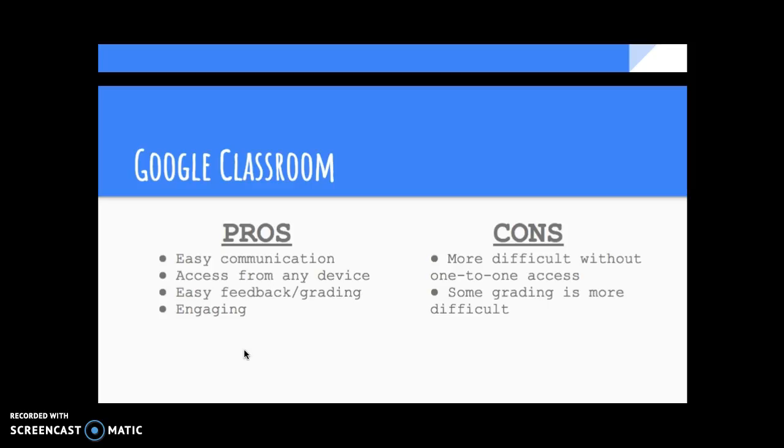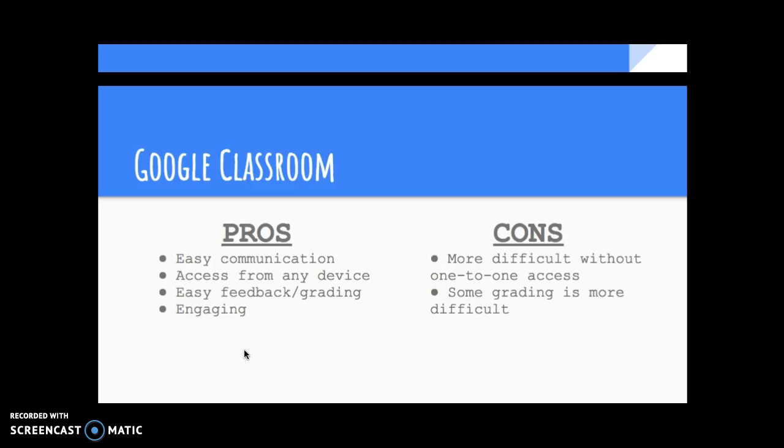Some of the pros of using Google Classroom are easy communication between students, access from any device, easy feedback, and it's very engaging. If your students have a device that has internet access, whether that's a home computer, public computer, cell phone, tablet, whatever it may be, they've got access to Google Classroom. There's apps, and also you can just get on through Google Chrome or Firefox or whatever your internet browser may be. It's very easy to communicate with students. They can turn on notifications and they automatically, in real time, get whatever you just posted.